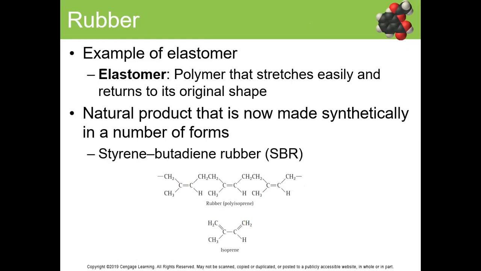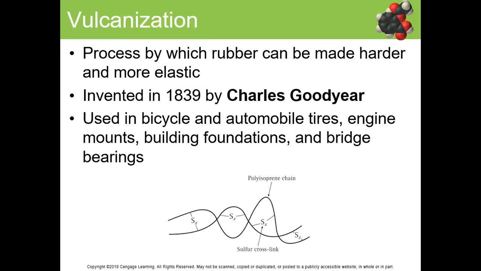So rubber is called an elastomer, which is a polymer that's easily stretched, and you can return it back to its original shape. It is a naturally occurring product, but it's now made synthetically, and there are a lot of different variations on it. So vulcanization, that's a fun word, right? It is when rubber is made harder and more elastic. And I won't make you memorize this information. It's kind of important for you to know the name Goodyear, you know, wonder where that came from. And it's used in tires. So maybe you can explain to your friend the next time you are driving your car, you can say, hey, did you know vulcanization is when rubber is made harder and it's used in automobile tires?